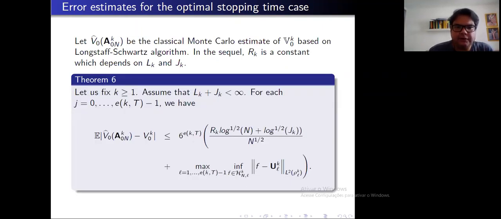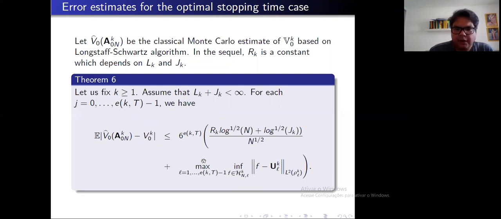So for the Monte Carlo, Theorem 6 gives the rate of convergence, which depends on this quantity here, which depends on the choice that you made for the space, they call it the architecture space, to use in your regression method. So you see, it depends on capital N, which encodes the number of Monte Carlo simulations.